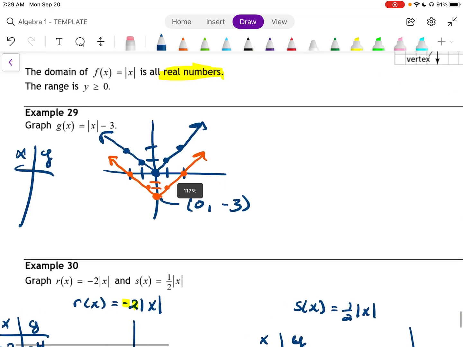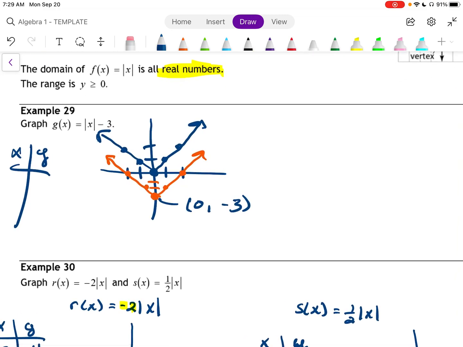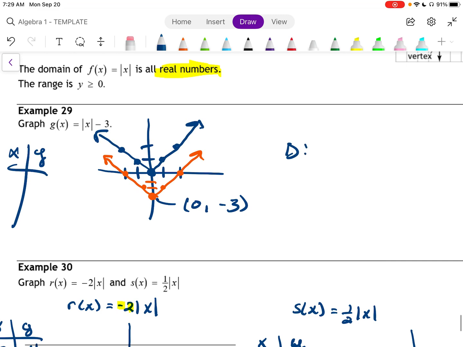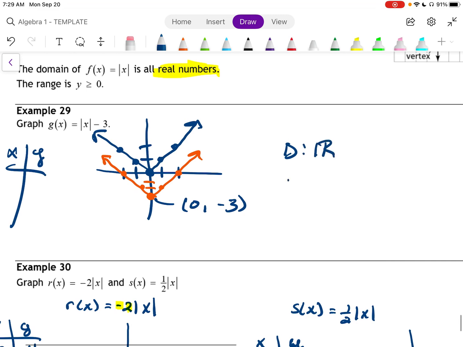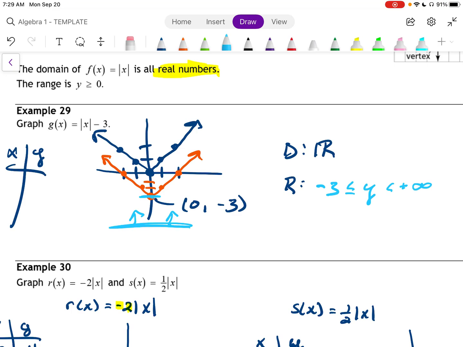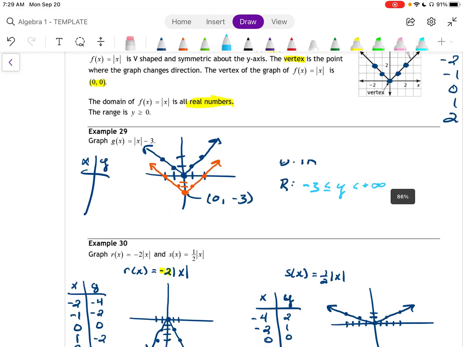Let's also do the domain for 29. The domain of the orange one would be all reals. The range, on the other hand, well, what I normally do is I think about my pencil sitting down here, and it's kind of moving slowly up. And where does it touch? It starts off touching at negative 3. So -3 is less than or equal to y. You could leave it just like that, or you could put less than positive infinity. I'm good with either of those. So that would be how you would do the range on number 29. All right, that's all.